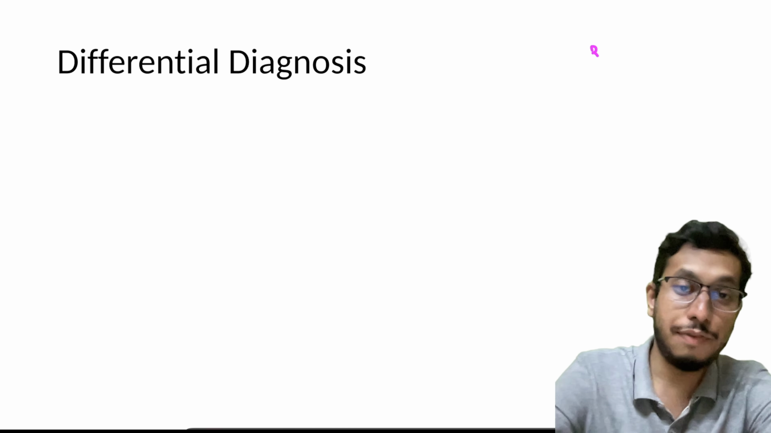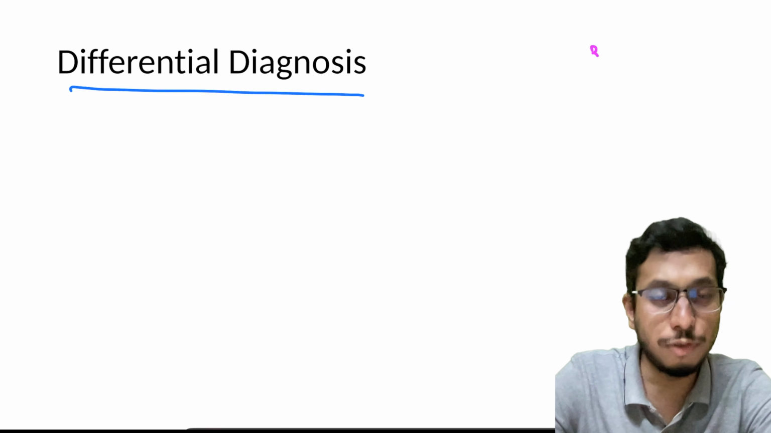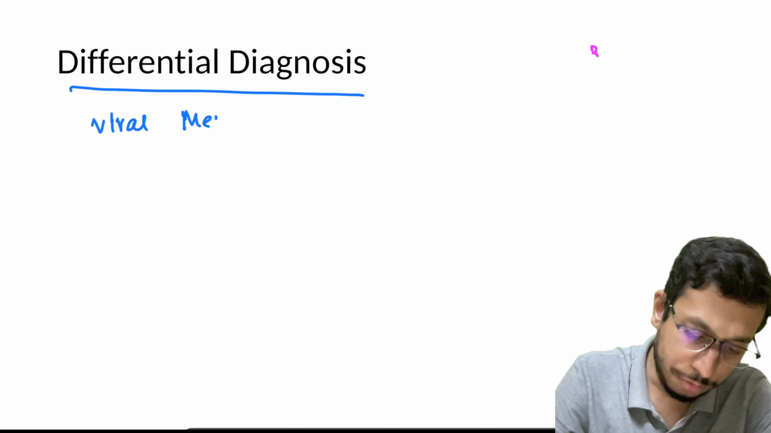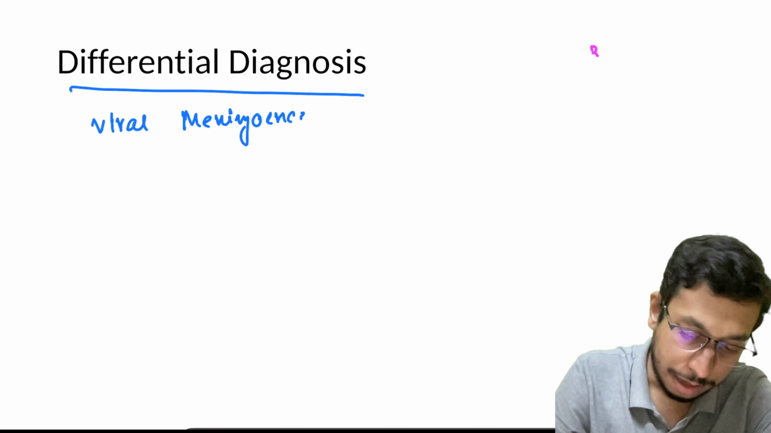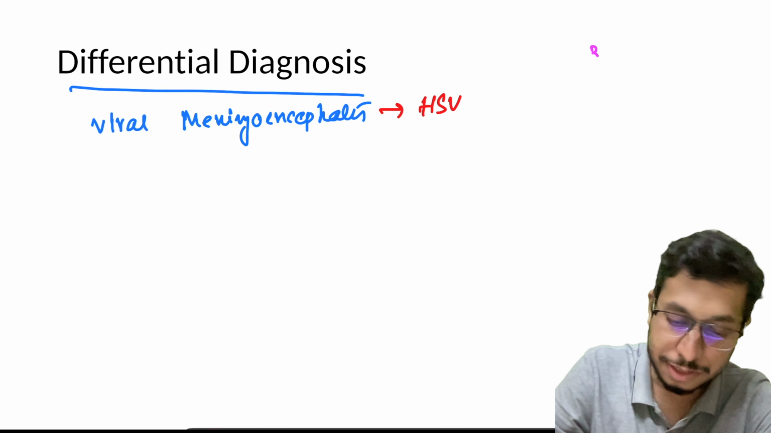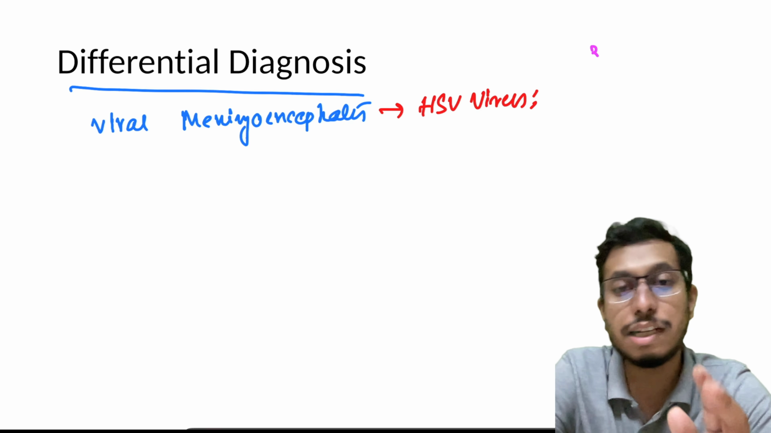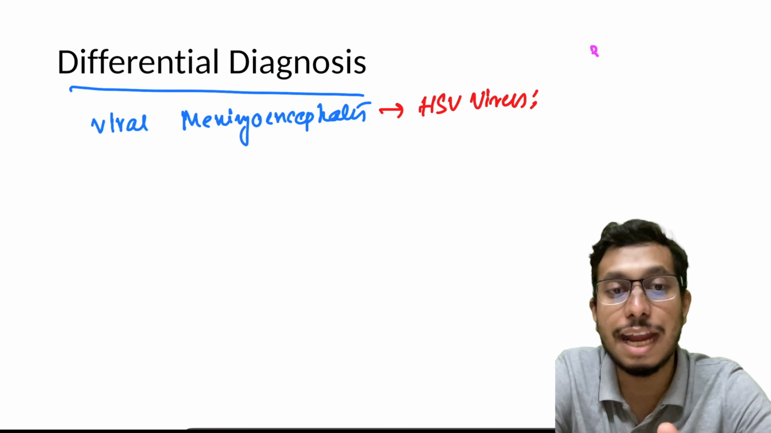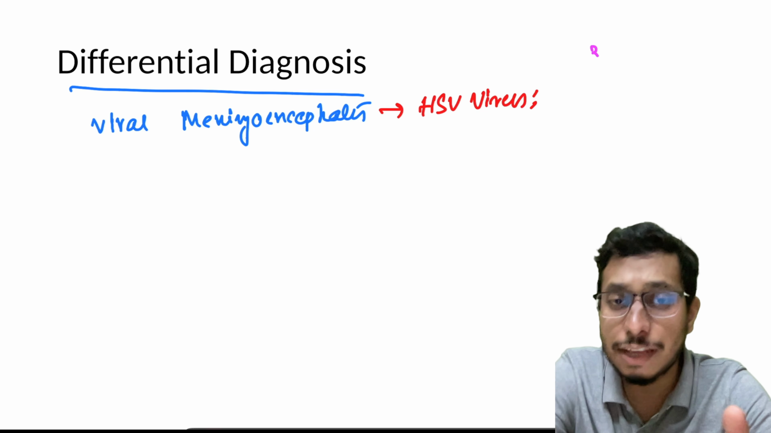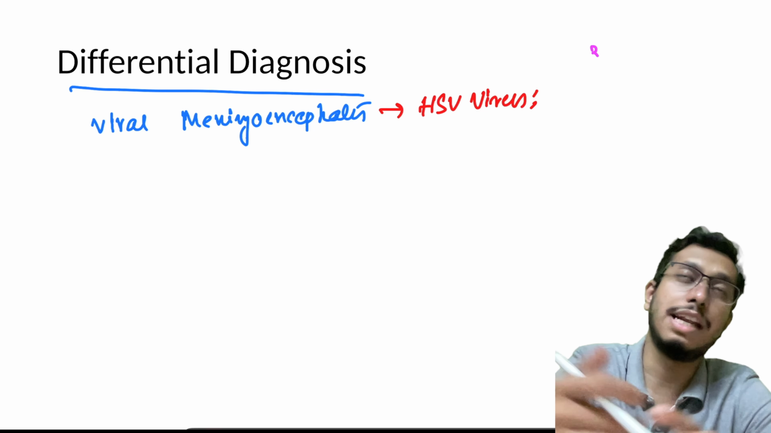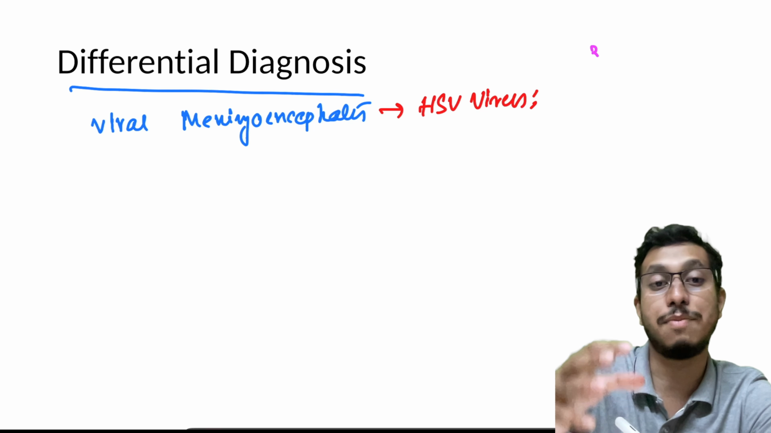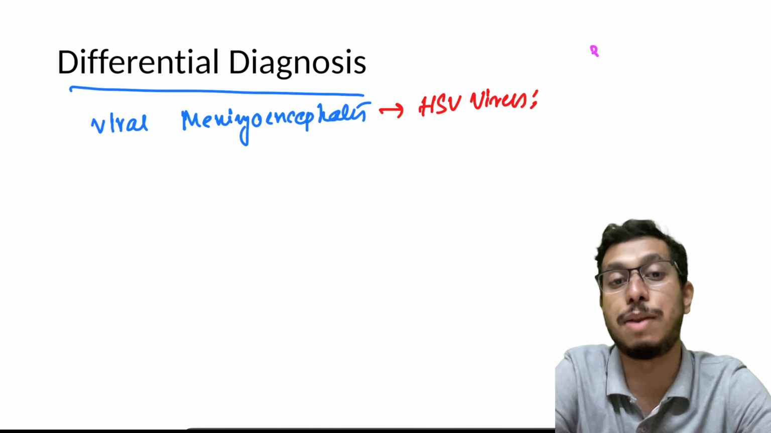So the differential of these cases, what I would like to keep in mind is obviously viral meningoencephalitis. Mainly viral meningoencephalitis is due to HSV virus. So what is the usual picture of HSV encephalitis? Usual picture is headache, fever, altered consciousness. Because it is encephalitis, there will be focal deficit. Focal deficit can be dysphagia. There can be hemiparesis-like picture. There can be seizure. Seizure can be focal or generalized tonic-clonic in this patient.